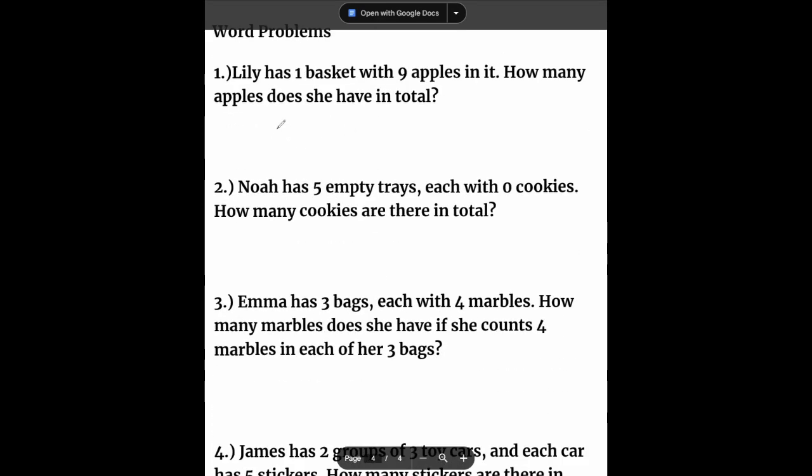Lily has one basket with 9 apples in it. How many apples does she have in total? She has only one basket, and that one basket has 9 apples. So she has 9 apples, because it's just 1 times 9.